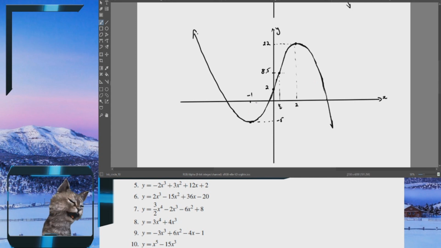As smooth as you can make it. It doesn't have to be perfect. You can always look at online graphing tools to graph it perfectly. By hand, it's always going to be a little wonky. So that is our first type of function, a polynomial, going through all the steps from start to finish.